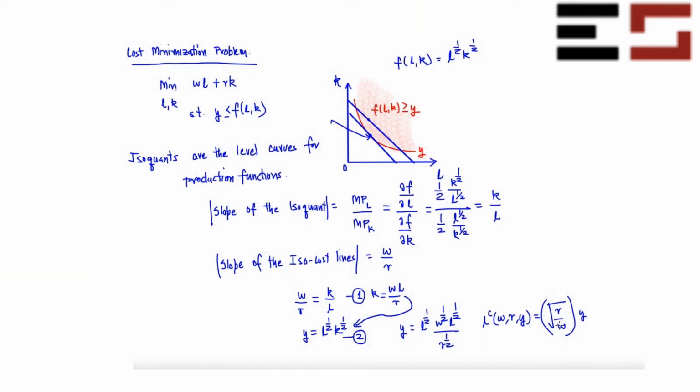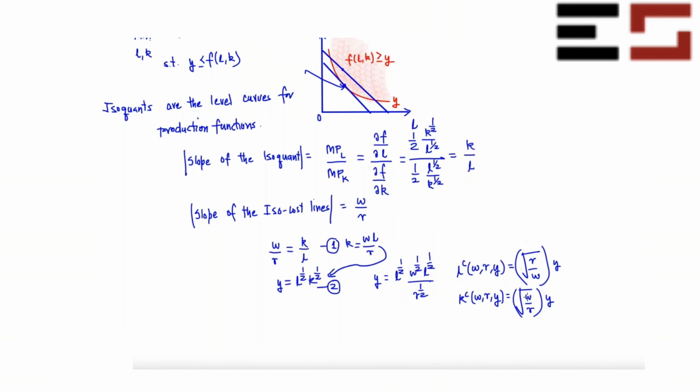Similarly, you can solve for conditional capital demand, and I think you should get the square root of W by R times Y. They are kind of symmetric, so the solution should also be symmetric. Notice that it is a function of W, R, and Y, which I already told you.